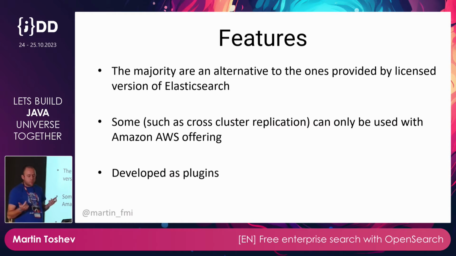The majority of the features in OpenSearch, though, are an alternative to the ones provided in the licensed version of Elasticsearch. Some features like cross-cluster replication, for example, can be used only with the Amazon AWS offering. So if you want to bring up an on-premise installation of OpenSearch, let's say, you might see some limitations related to some of the features provided by OpenSearch. And all of the capabilities of OpenSearch are developed in terms of plugins. In Elasticsearch, we have some stuff developed as modules internally, and in OpenSearch, most of the things are exposed as plugins. So the core of OpenSearch is really small, and all the capabilities are developed as plugins.